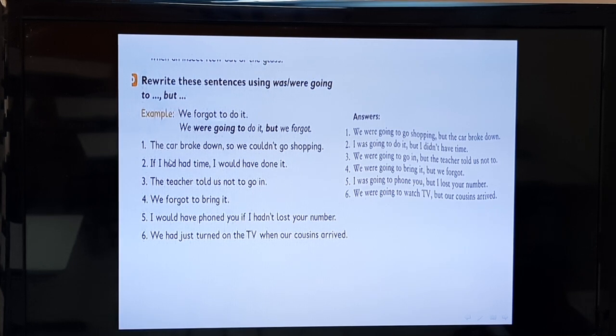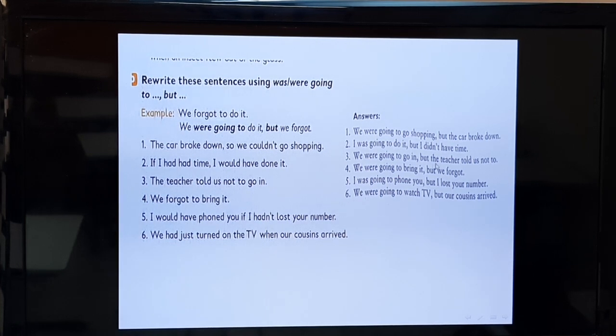Number 1, the car broke down, so we couldn't go shopping. The answer, number 1: we were going to go shopping, but the car broke down. Okay? So all these sentences are important. Be careful. You should study each sentence with its answer. For example, number 4, we forgot to bring it. Number 4: we were going to bring it, but we forgot. Okay?